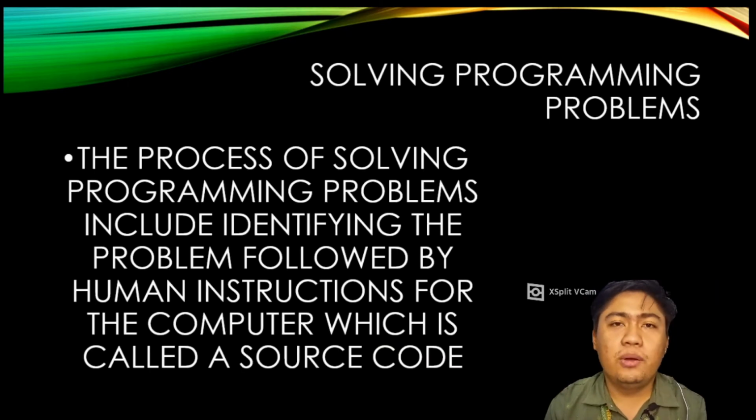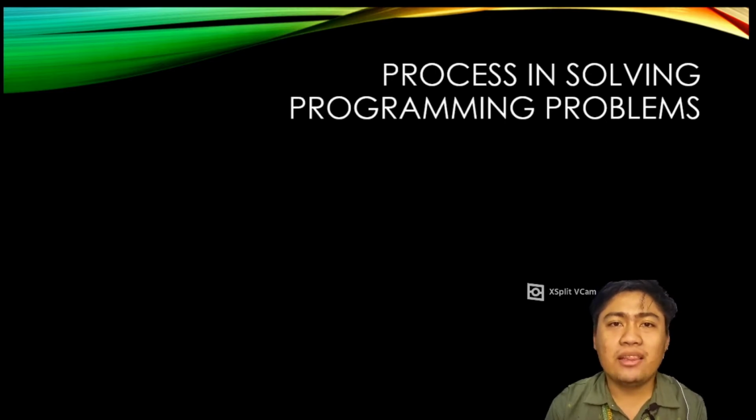So let's start. Programming is a process of problem solving. The process of solving programming problems includes identifying the problem, followed by human instructions for the computer, which is called a source code. Programmers use programming languages to convert instructions into a machine language or binary numbers that are being executed by the computer. So before we discuss what algorithms, pseudocodes, and flowcharts are, let's know first the process in solving programming problems.